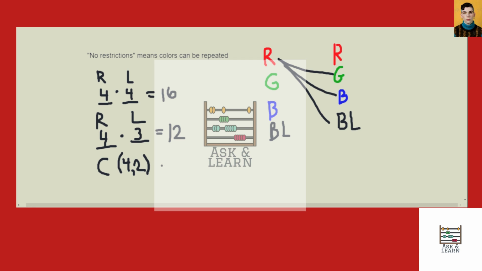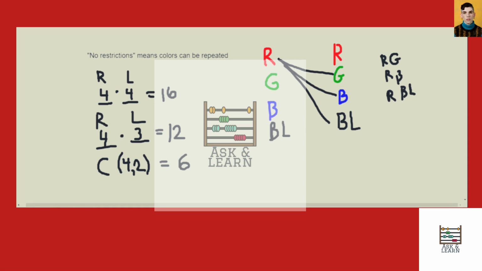Okay. And if you work that out, it turns out to be 6. So let's look at these different choices and see how this works. Okay, so his first choice would be a red shoe on the right, a green shoe on the left, a red shoe on the right, a blue shoe on the left, a red shoe on the right and a black shoe on the left. All right, so that's all the choices you can have with a red shoe on the right.